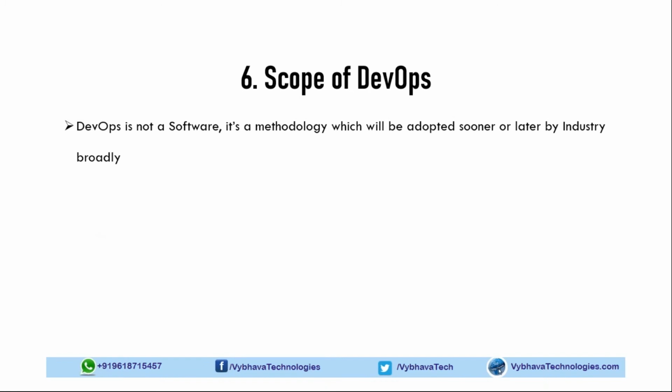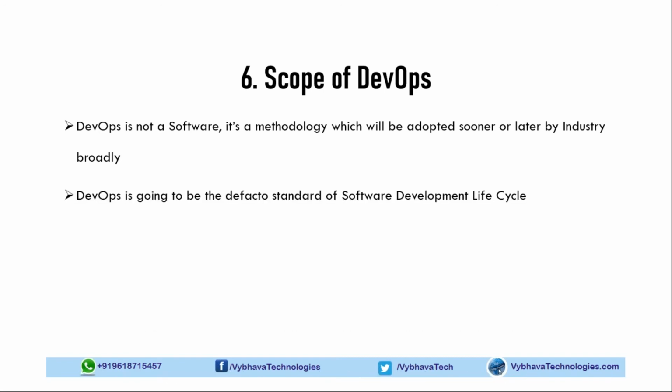DevOps is not a software, but it is a methodology. When you are adapting this DevOps, later the industry is going to broadly have this one, and most of the projects will go for DevOps only. So DevOps is going to be the de facto standard for the software development lifecycle. Nobody is going to use any other types of lifecycle.